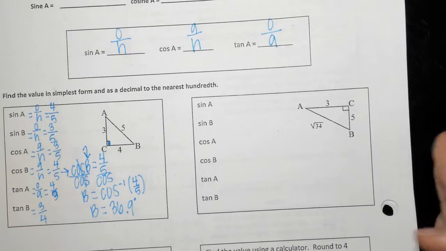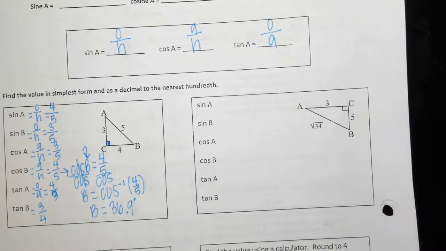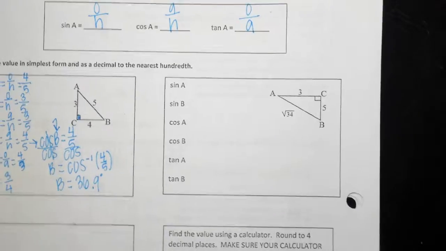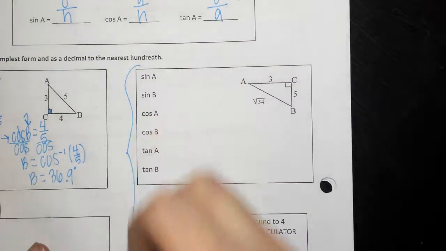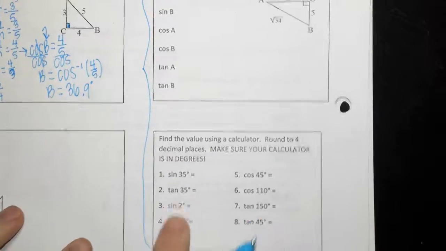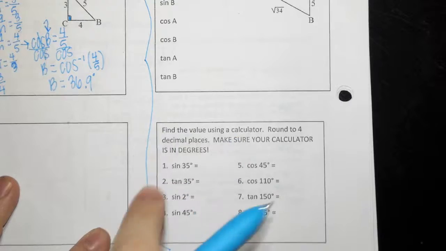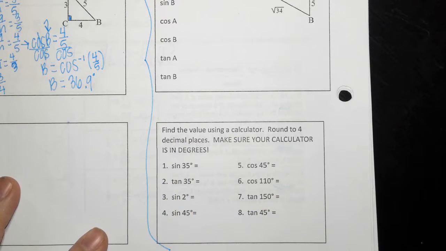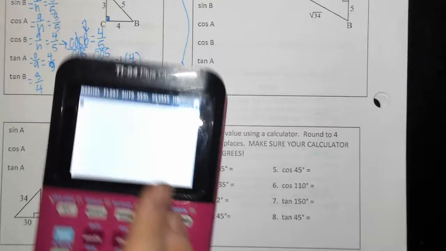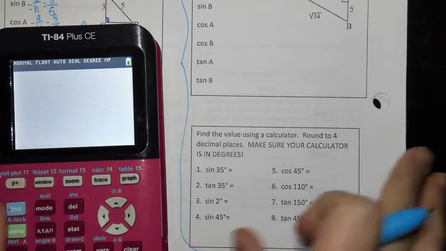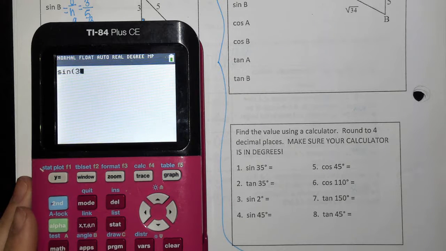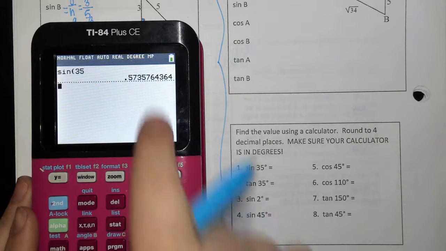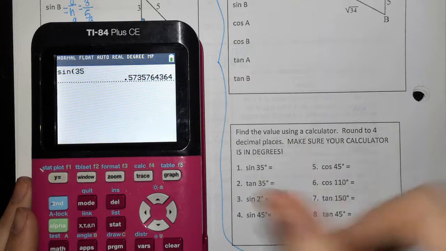Okay, so what I want you to do is go over here. Oh, we got 5 minutes. Okay, here's your homework. On these two boxes, notice this bottom box right here. You're not taking the inverse. You're just practicing using your calculator. So number 1 should look like this. Regular sine, no inverse. Sine 35, enter, round it to 4 decimal places.